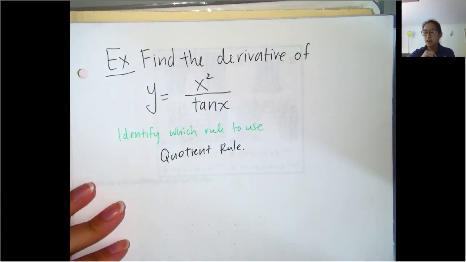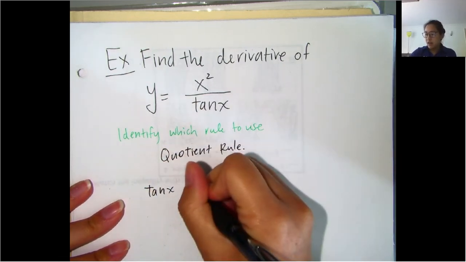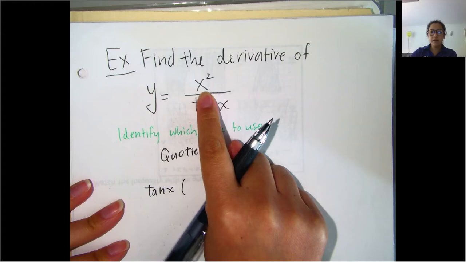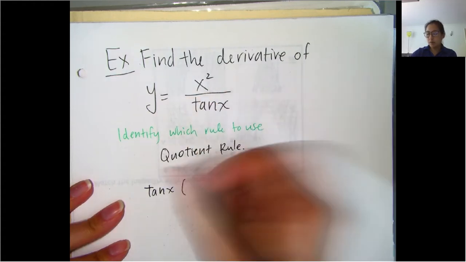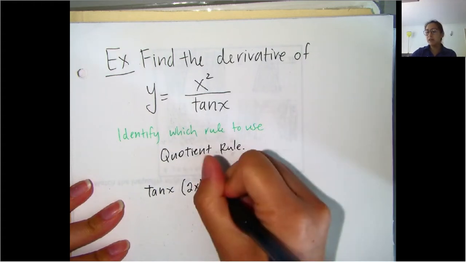So low, d high. So low would be tangent of x. D high would be the derivative of x squared. The derivative of x squared, we use the power rule. And so it'd be like 2x and then to like the 1 power. But of course, we don't typically write that one.